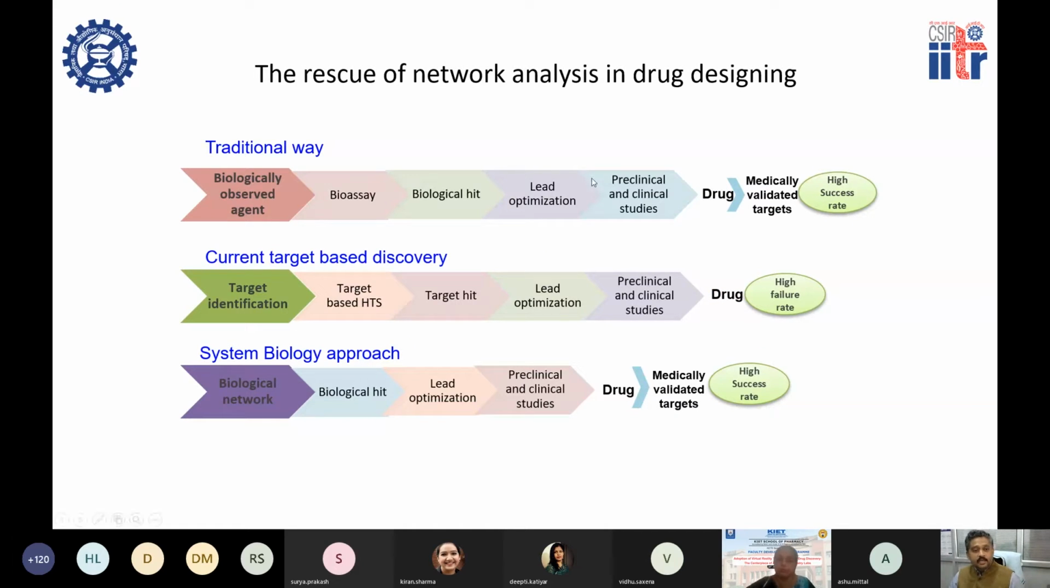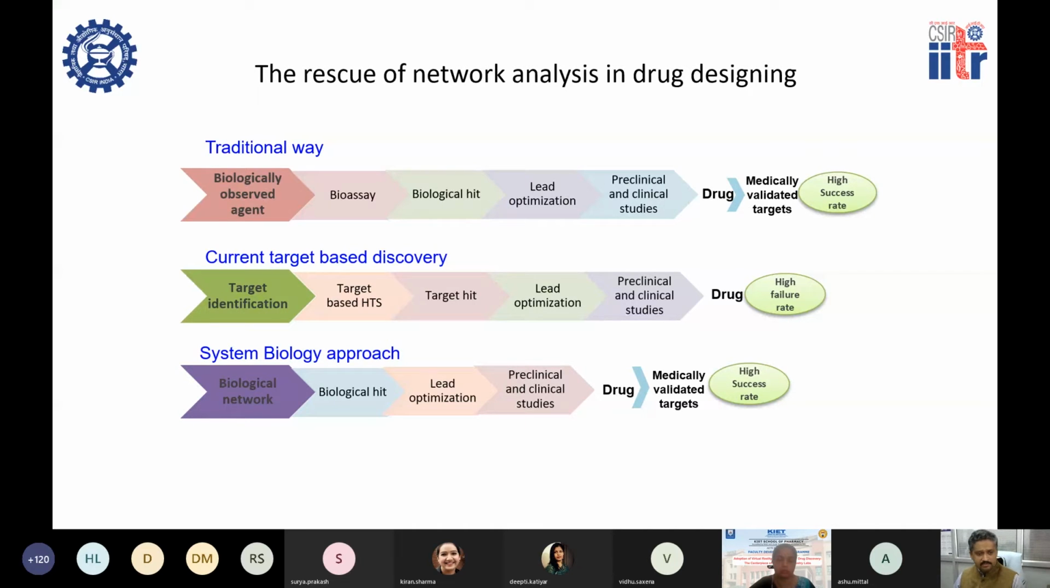So traditionally, it's a tedious process: do some bioassay, biological lead optimization, and preclinical and clinical studies, and finally validated targets. And current target-based discovery includes target identification, high throughput testing systems, and target hits. The systems biology approaches further reduce this process of drug discovery. That's what I would like to highlight here.